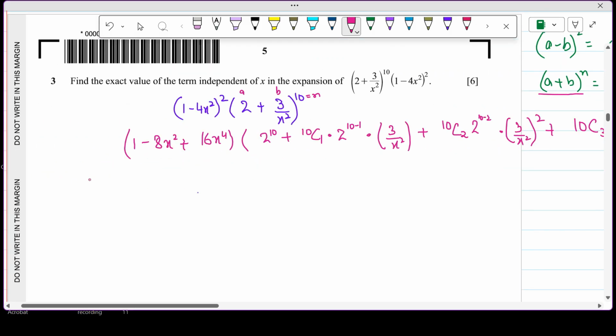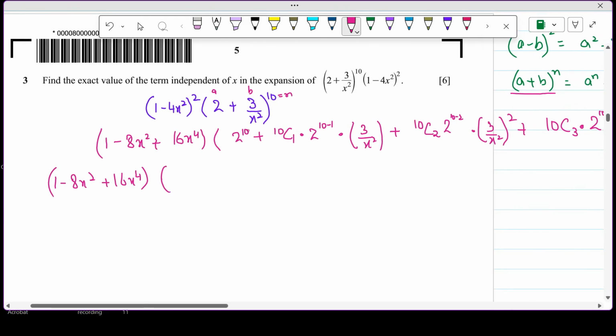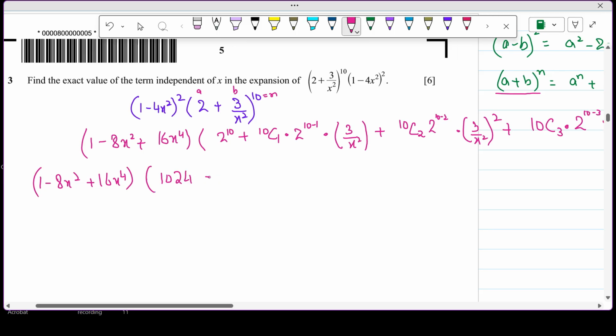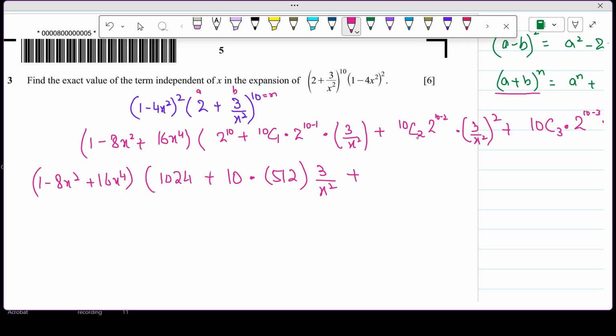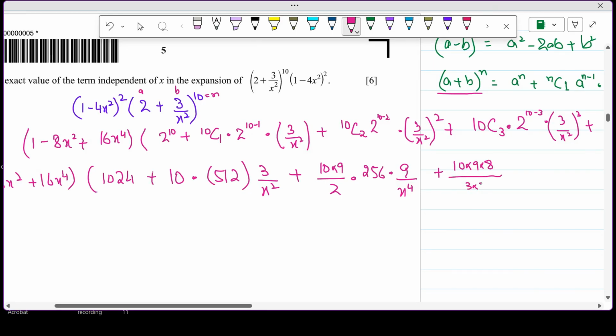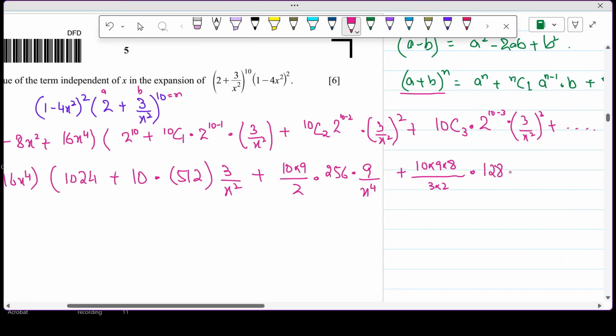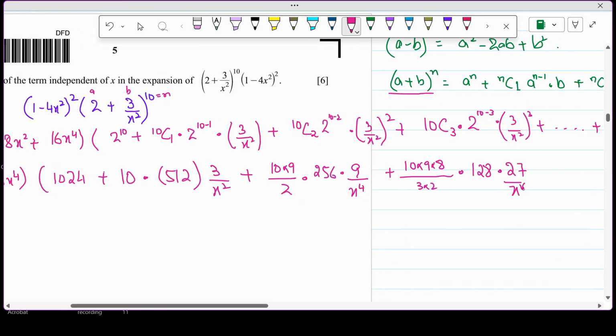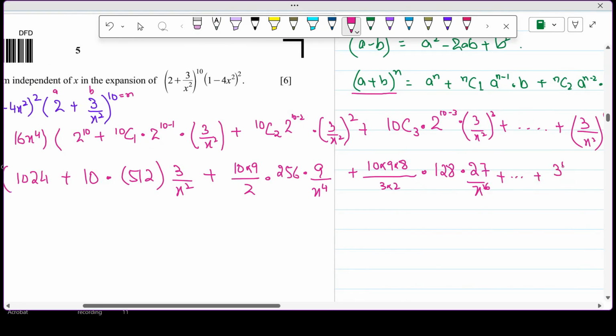So we will have (1 − 8x² + 16x⁴) times [2^10, which is 1024, plus 10C1, which is 10, and 2^9 is 512, times 3/x², plus 10C2, which is 10 times 9 over 2, and 2^8 is 256, times 3², which is 9, over x⁴, plus 10 times 9 times 8 over 3 times 2, and 2^7 is 128, and this one is 27 over x⁶, plus dot dot dot, and then 3^10 over x^20].